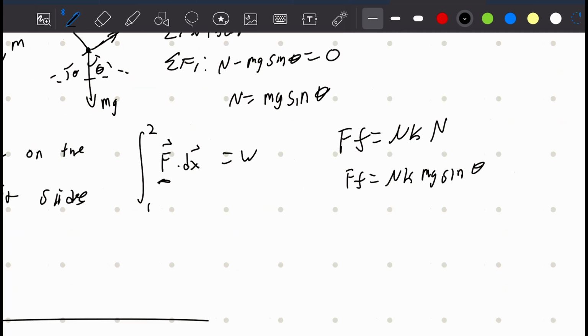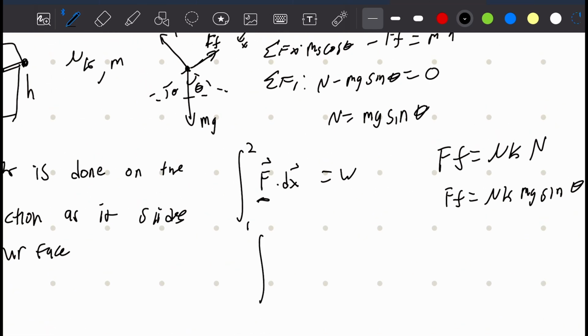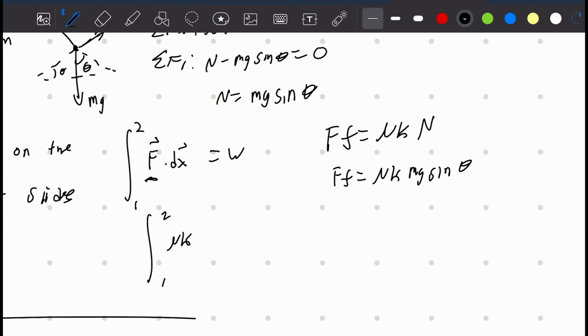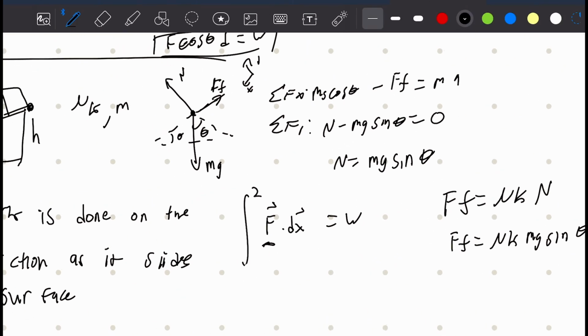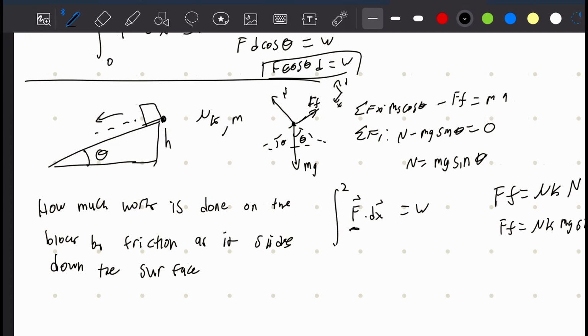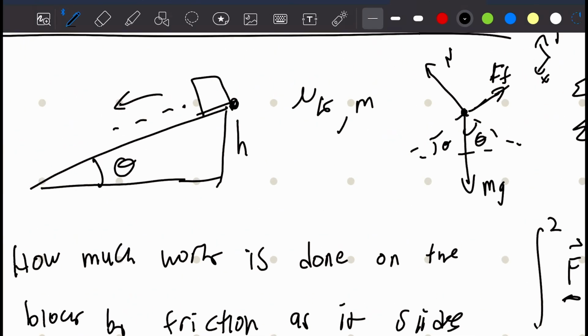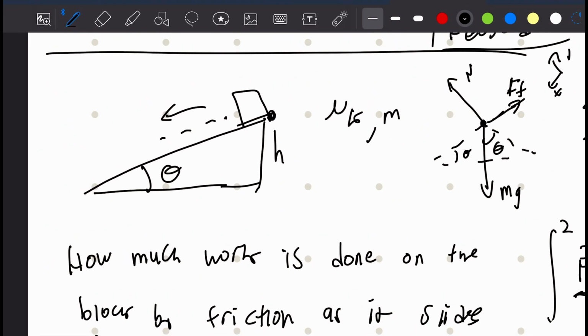So we can plug that into our equation here. So we have mu k mg sine theta dotted with our dx vector. Or what we can do is we'll leave that to the end, and we'll plug that in after we integrate. So the next thing we need to know is this dx vector and how far this distance is once it gets to the bottom of the hill.